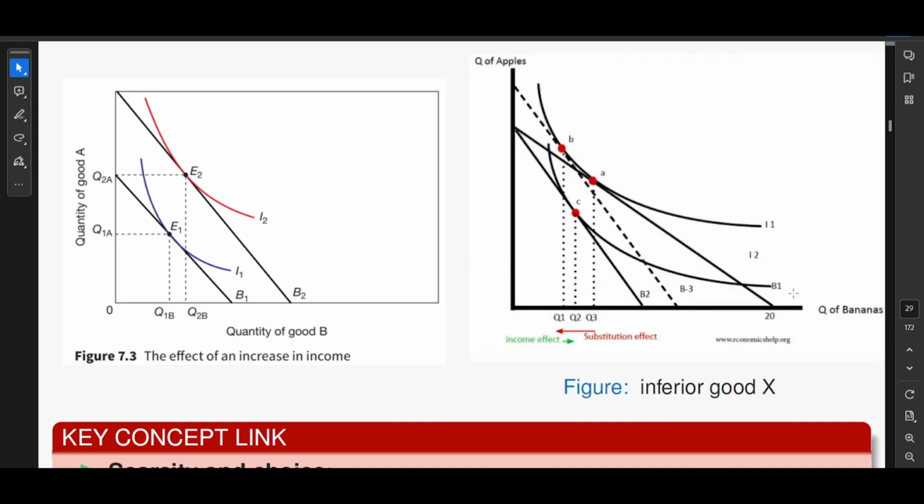So we see your budget shift from B1, this budget line here. This I2 was supposed to be here with this indifference curve, and this B2 was supposed to be here with the line. Don't confuse it. So what we're saying is, because of the inflationary effect, because of your purchasing power decreasing, your budget curve would have shifted. So in this case, it doesn't matter.